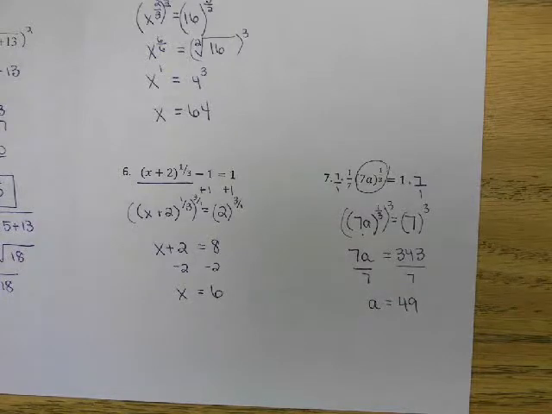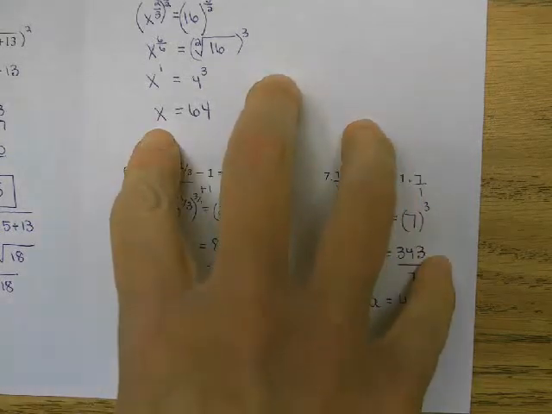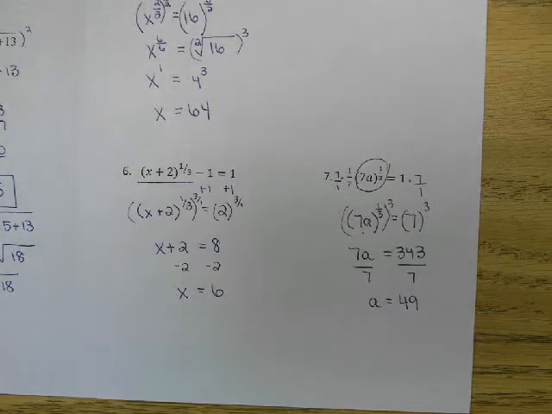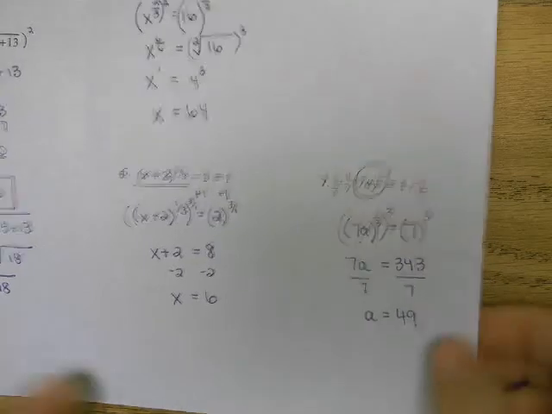Okay. So solving radical equations, we isolate the square root and then we square it, or we isolate the cube root and we cube it. On solving rational exponent equations, it's the same idea. We're going to get that base raised to that power by itself, which is essentially getting the radical by itself, because we know that rational exponents are really radicals. All right, there you go.